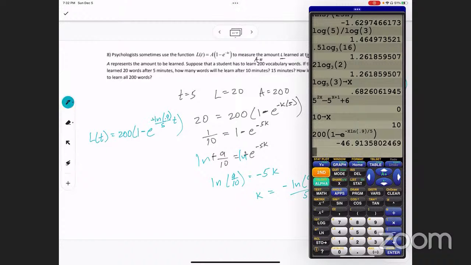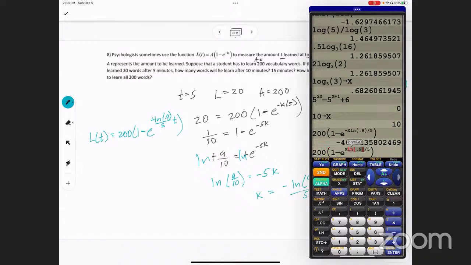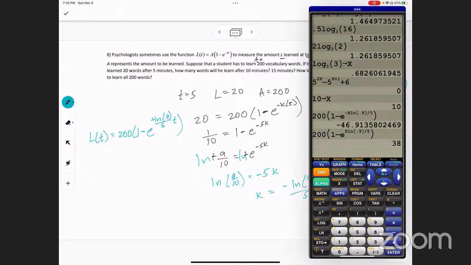So let's try it. Let's hit second enter and then go back through and just delete that negative in front of there. So it's probably going to be just a positive. Oh, 38. Wow. How about that? So 38 words is how many? So he's learning less words as time goes on.